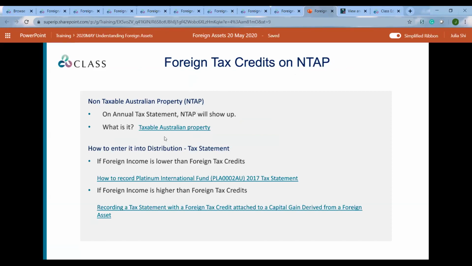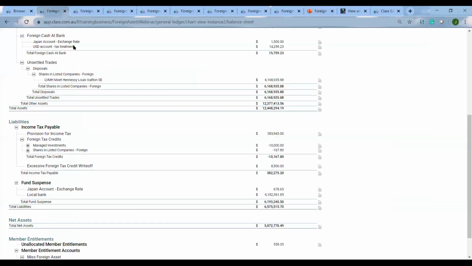I put the definition and criteria for taxable Australian property into this slide. We're not going to go into it too deep. It's normally showing on your annual tax statement, so you just need to make sure that you enter this information into Class. But how do we enter it into Class? I'm going to show you how to do it.